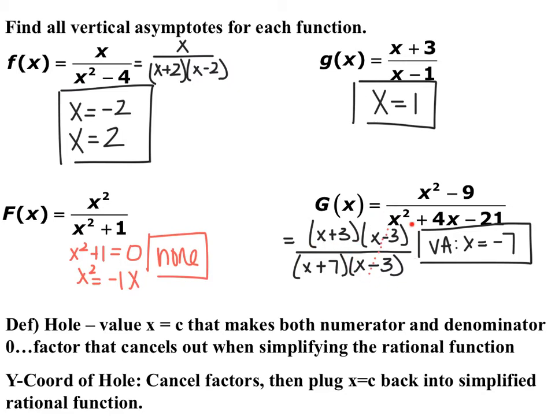So this is still a domain issue. It's still making the denominator 0. If it's not a vertical asymptote, what is it? Well, it's a hole. So if you haven't already done so, go ahead and pause the video and write down these notes on holes down here.